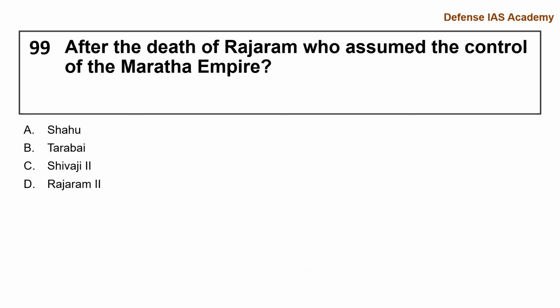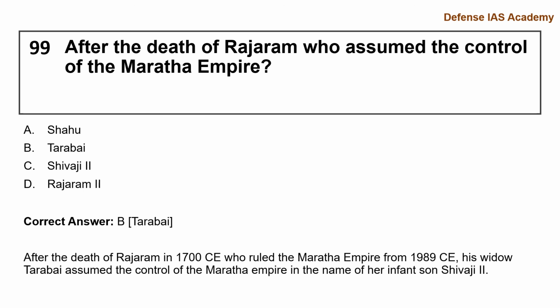Question 99. After the death of Raja Ram, who assumed the control of the Maratha Empire? The correct answer is option B, Tarabai. After the death of Raja Ram in 1700 CE, who ruled the Maratha Empire from 1689 CE, his widow Tarabai assumed the control of the Maratha Empire in the name of her infant son Shivaji II.